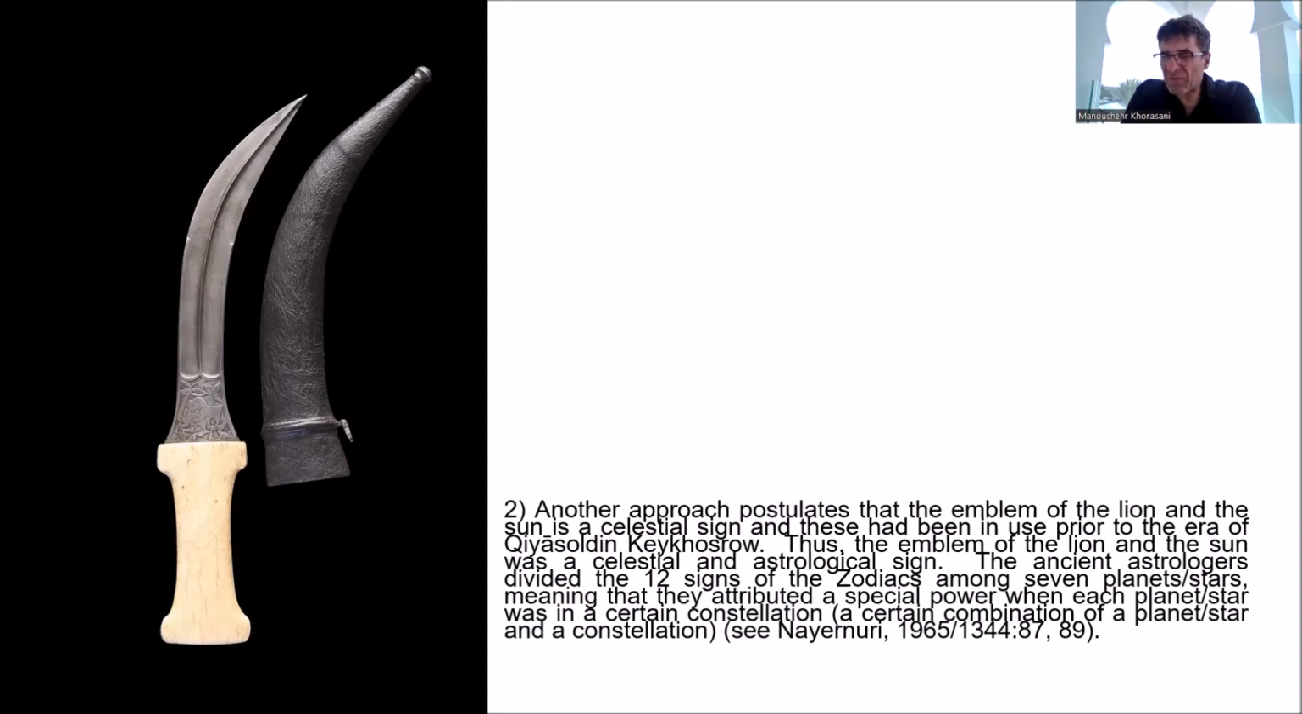In this way, the emblem of the lion and the sun was a celestial and astrological sign. The ancient astrologers divided the 12 signs of the zodiacs among 7 planet stars, meaning that they attributed a special power when each planet star was in a certain constellation, a certain combination of a planet, star, and a constellation.